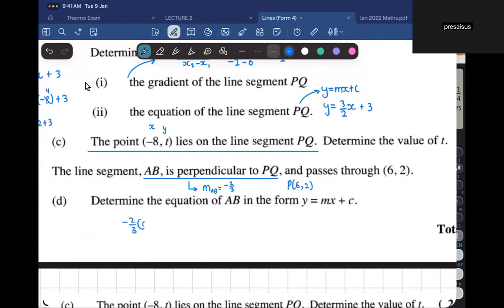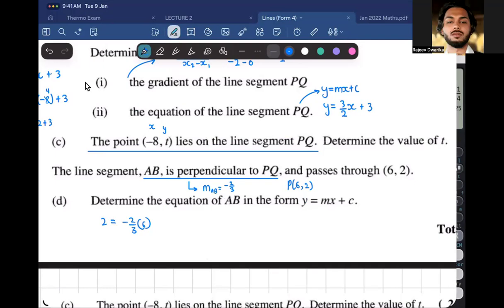The 2 will be y, outside, so 2 equals negative 2 over 3 open bracket 6. And that 3 could go into 6 two times. Wait, I'm listening to you, but you're missing something. I think I calculated that wrong. No, you're missing something over here.